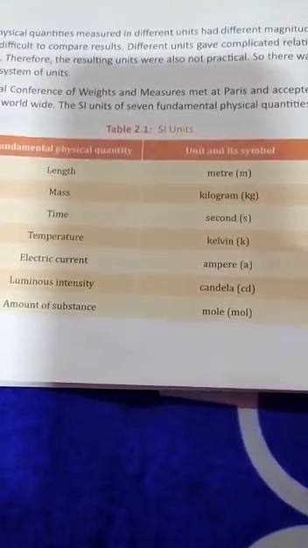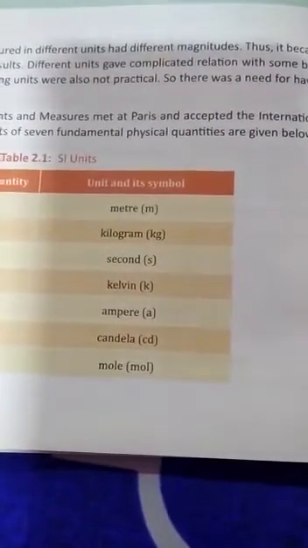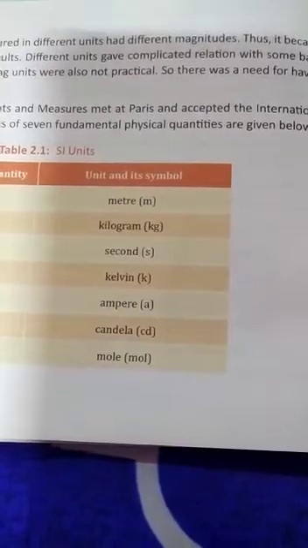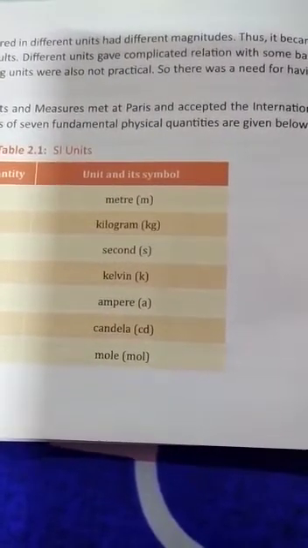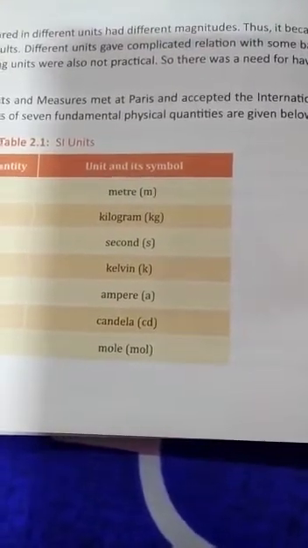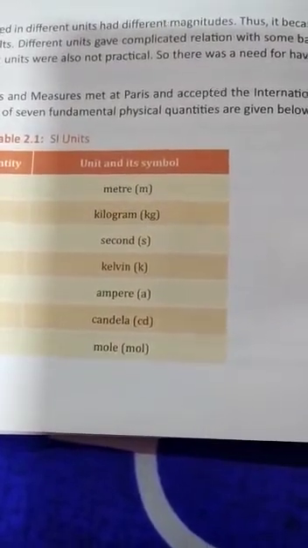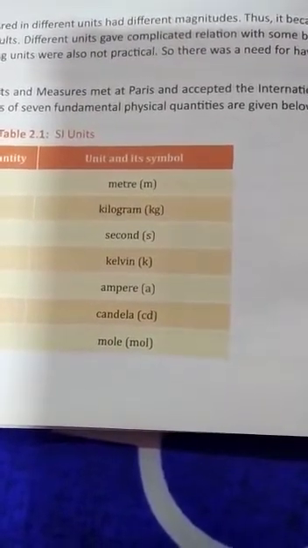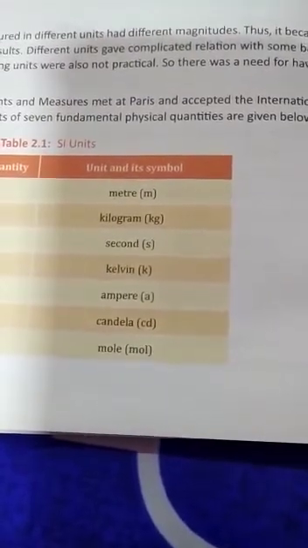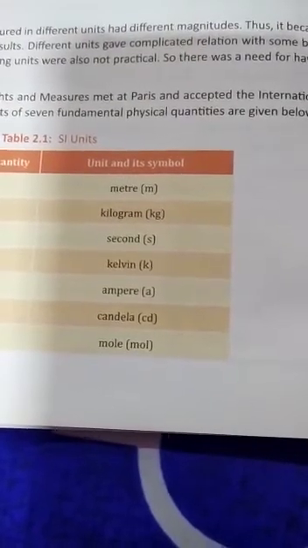The name of the unit is always written in small letter. You can see the initial is in small letter, including the case when it is named after a scientist, like meter, watt and joule. Symbols for units are written in small letters, like small m for meter, small kg for kilogram, small s for second.